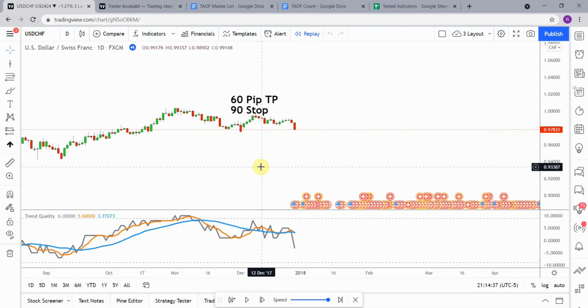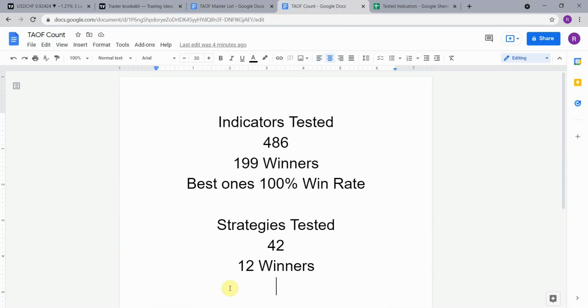Alright, as I said, today we will be testing the trend quality indicator. Before we do though, I wanted to put the testing scoreboard up for everyone to see. So to date, we have tested a total of 42 different strategies, with 12 of them being winners. We've also tested a total of 486 indicators, with 199 of them being winners. The best ones so far were able to achieve a 100% win rate.